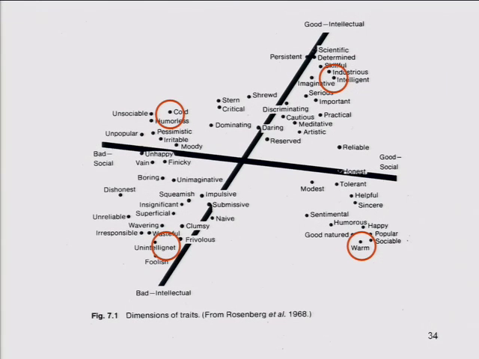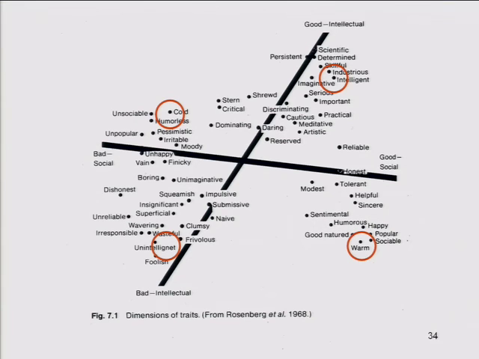And what you can see here is that the two trait dimensions that Asch identified as central lie very close to these factors. Here's unintelligent. That's not my misspelling, that's Rosenberg's. And there's intelligent, very, very close to the intellectual good-bad factor. And here's cold, and here's warm, not quite so close, but still pretty good. Okay, you get the idea of what this is like.